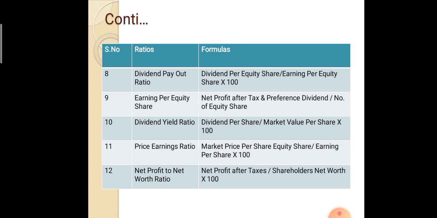Now, price earning ratio. Price earning ratio expresses the relationship between market price of one share of a company and the earnings per share of that company. It is calculated like this, that is market price of equity share divided by earnings per share. Now, net profit, this I have already discussed.